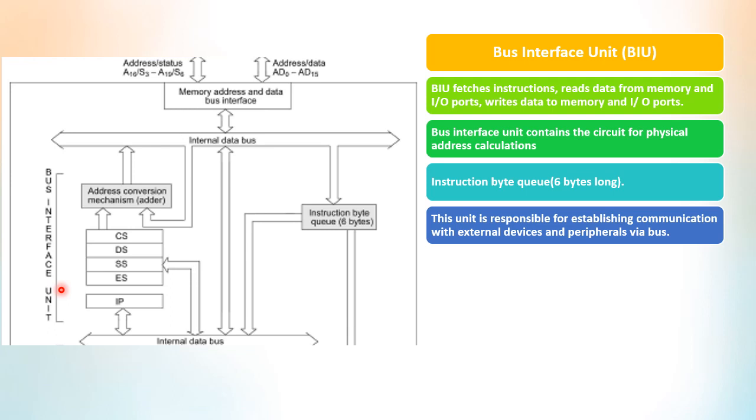Inside the bus interface unit, there are segment registers: code segment register, data segment register, stack segment register, extra segment register, and the IP register. For calculating the physical addresses, the address conversion mechanism is there. There is an instruction byte queue which holds the instructions fetched by the bus interface unit. The size of the instruction byte queue is 6 bytes. So the bus interface unit fetches the instructions and data from memory and brings them to the microprocessor. Bus interface unit fetches instructions and the execution unit executes them.